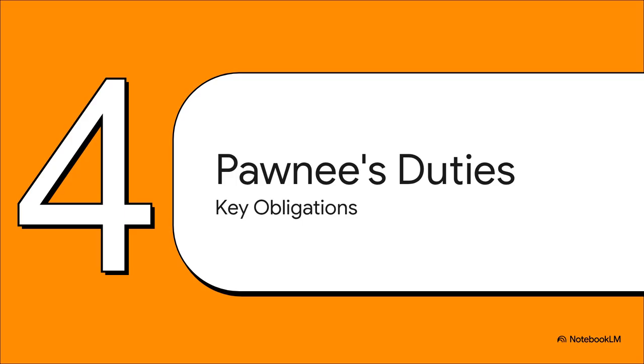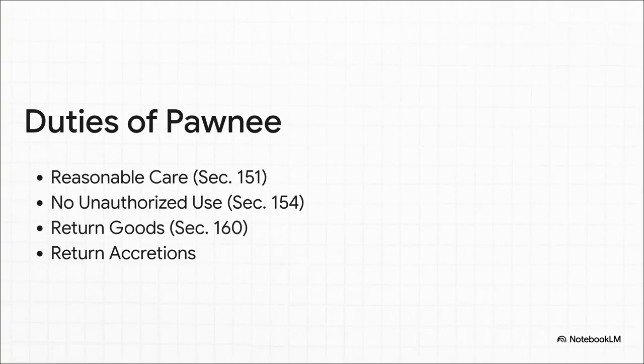Section 4. Key duties of the pawnee. Write these statutory duties down verbatim. 1. Duty of reasonable care under Section 151. Must take care like a prudent person. 2. Duty not to make unauthorized use under Section 154. 3. Duty to return goods under Section 160 on repayment of debt. 4. Duty to return accretions. You need to list these exactly as bullet points on your exam.